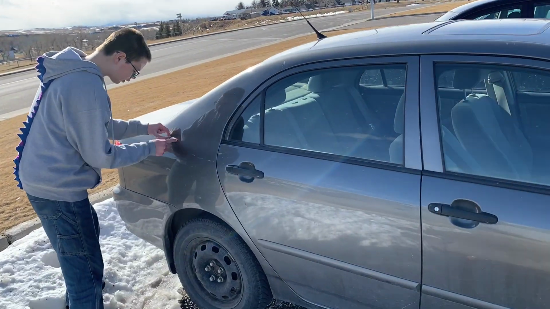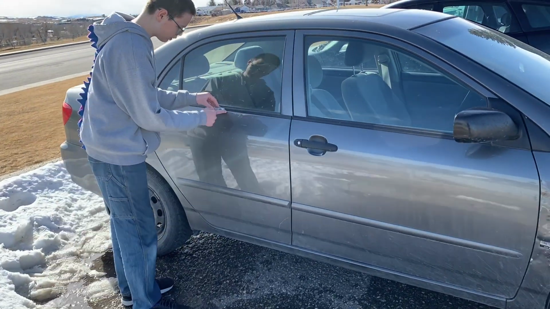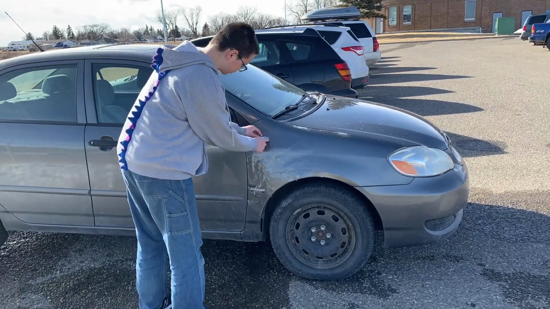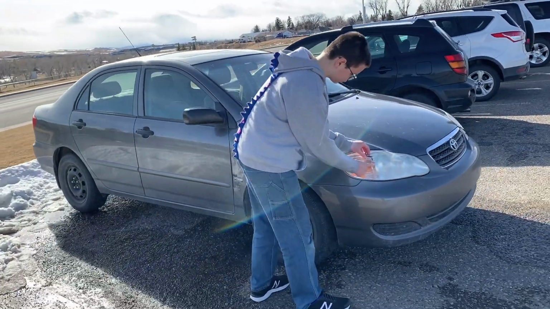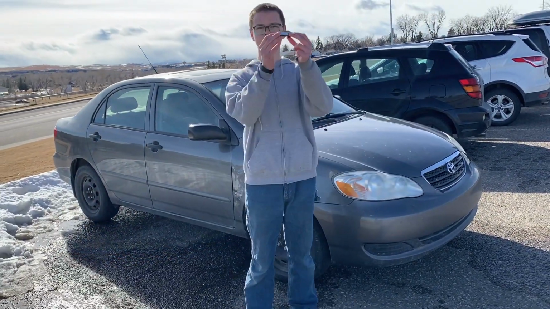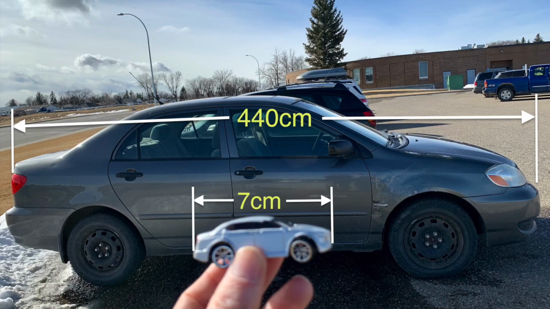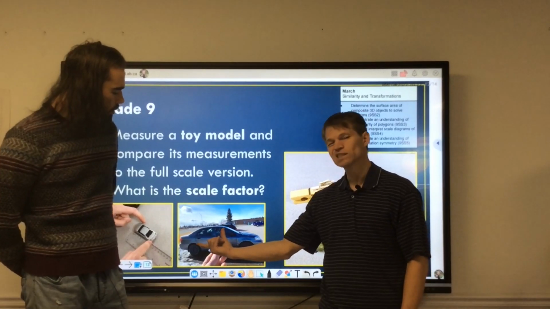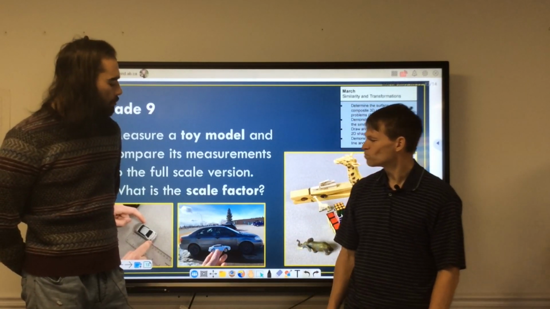One, 2, 3, 4, 5... and so on, counting up to 65. Yeah, 65. And we found out that the scale factor was that the real one was 65 times bigger than the small one. It's pretty cool.